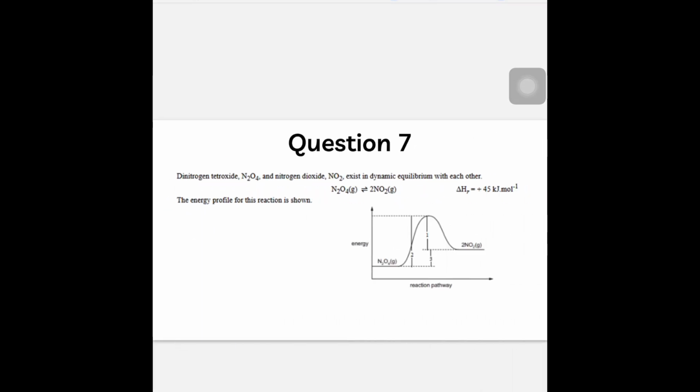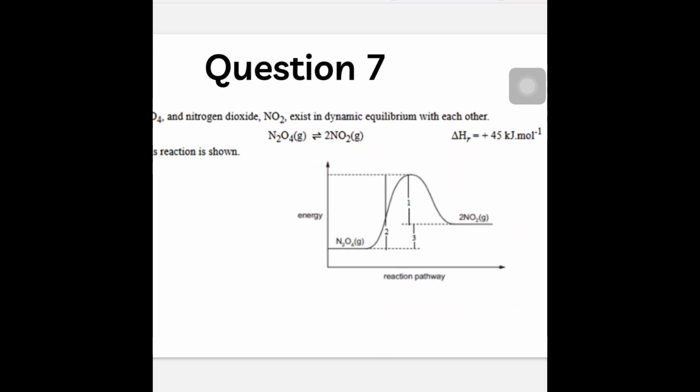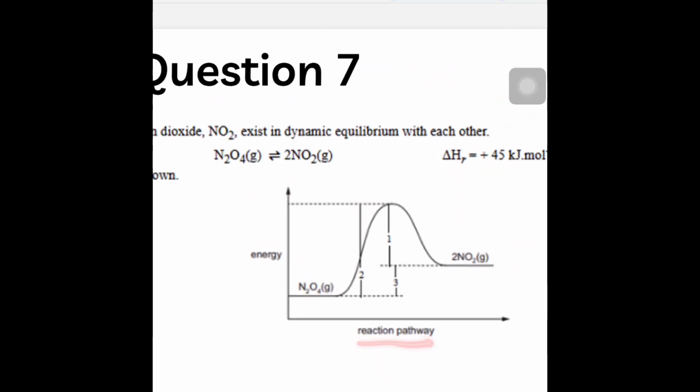Now question 7, dinitrogen tetroxide N2O4 and nitrogen dioxide NO2 exist in dynamic equilibrium with each other. This is the diagram that I have. It's the reaction pathway and the energy.